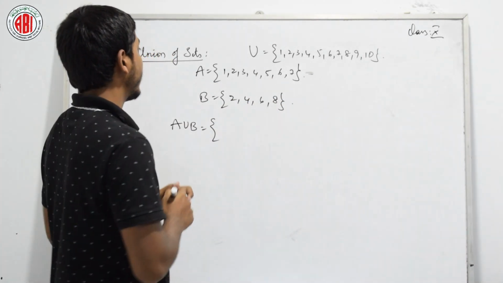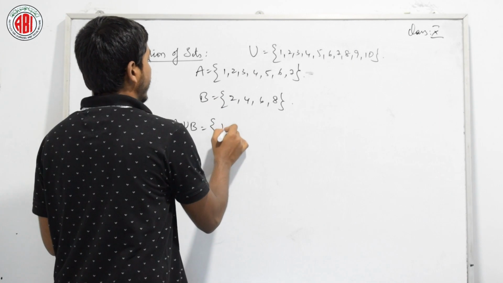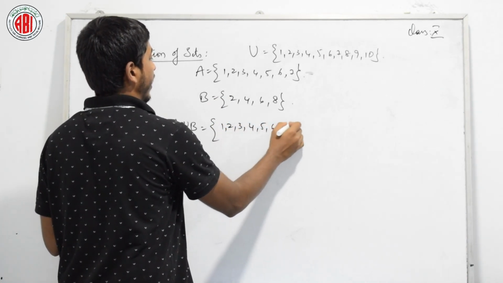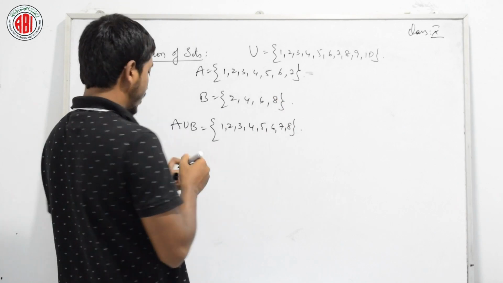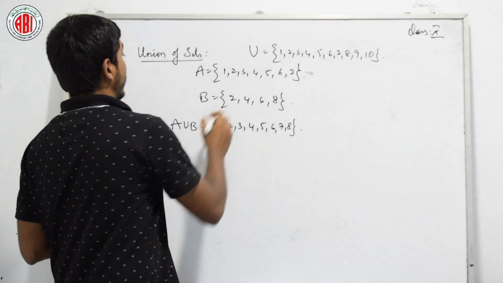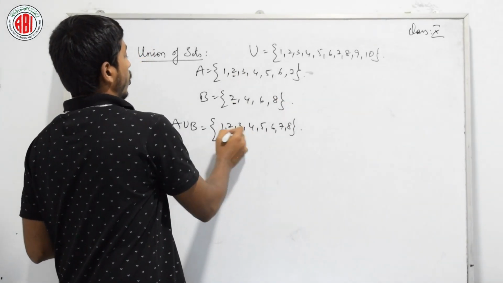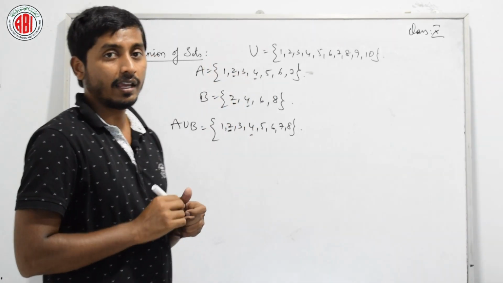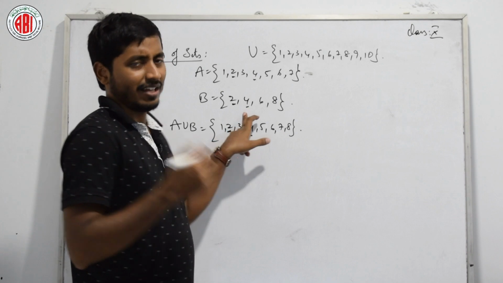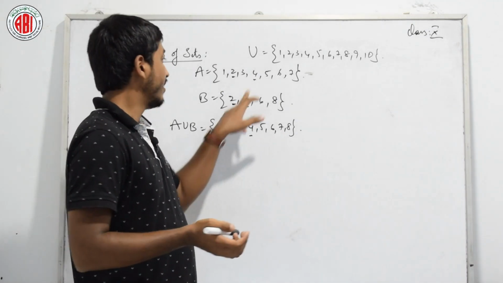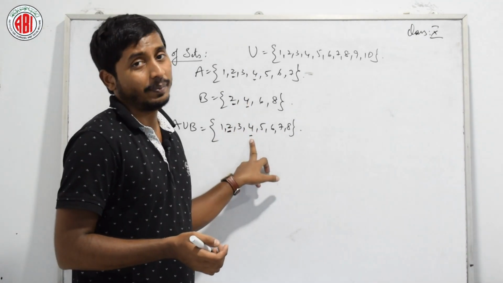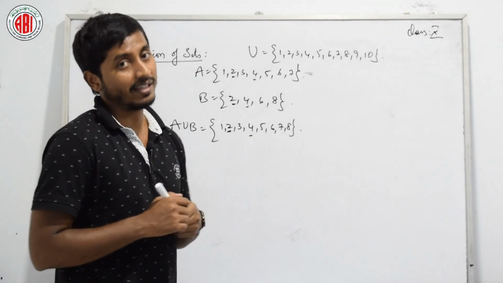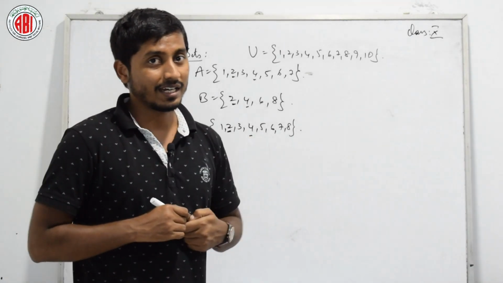Let us write everything, that is the union: 1, 2, 3, 4, 5, 6, 7 and 8. If you observe, I have written the common elements, 2 and 4, only once. Why? Because however many elements there are, these are the same elements which are repeating, isn't it? That's why I have written the same element only once. Is it clear? Did you understand union?